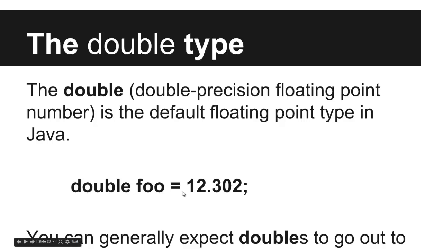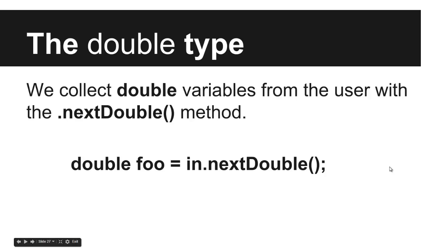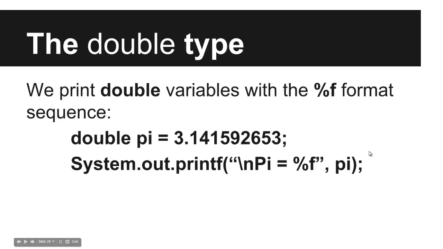So double, and your variable name is equal to some value. And we can expect doubles to go out to 15 decimal places, generally. We collect doubles using the scanner's .nextDouble method. So if you have a scanner called in, we call in.nextDouble. And then we can print doubles using your regular print commands, or using printf with a %f command.